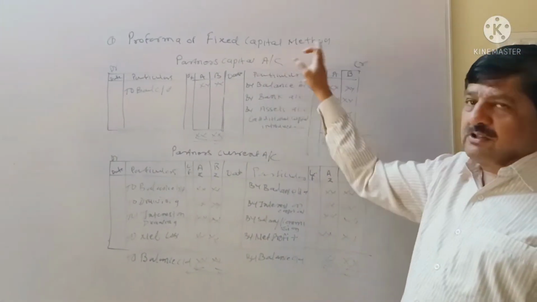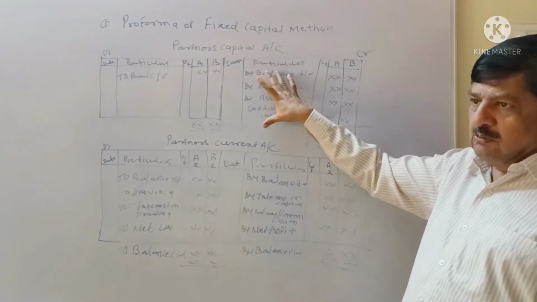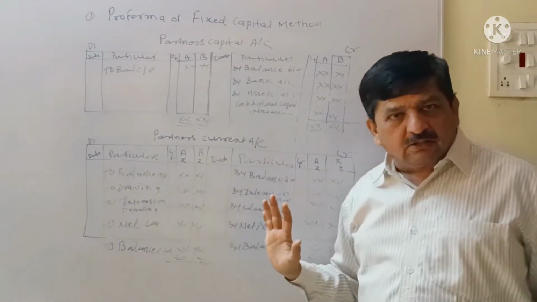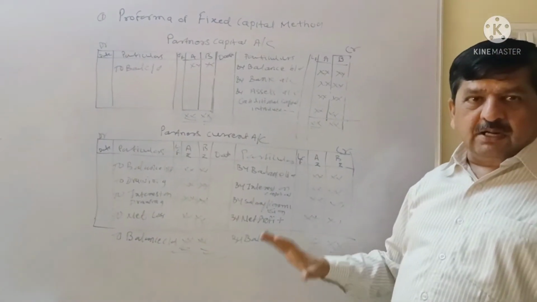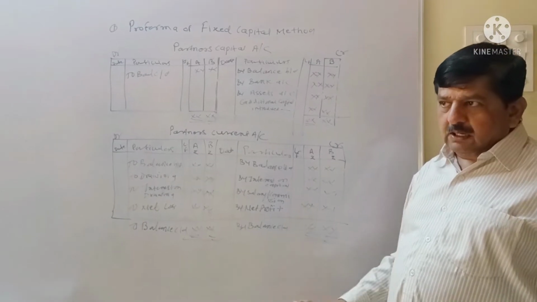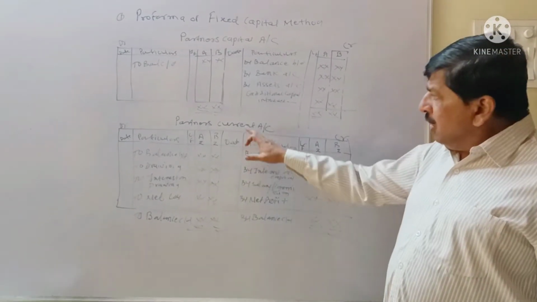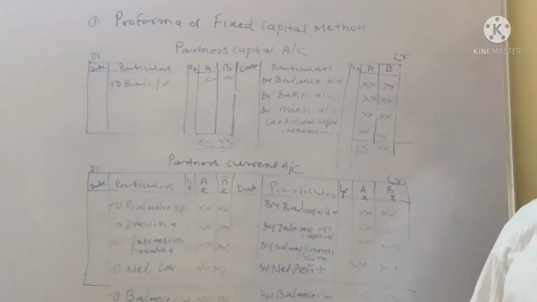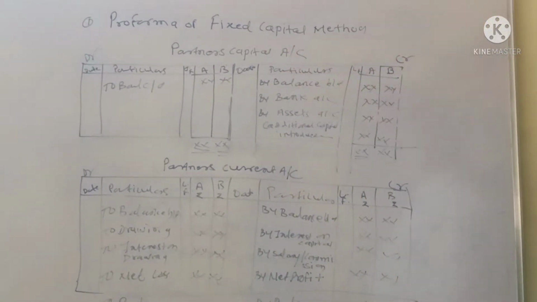So under the fixed capital method, two accounts are maintained. First one, partners capital, second one, partners current account. All adjustments related to capital, profit, salary, commission to partner, drawing, interest on drawing, all are taken to the partners current account. So this is the first method, known as the fixed capital method.